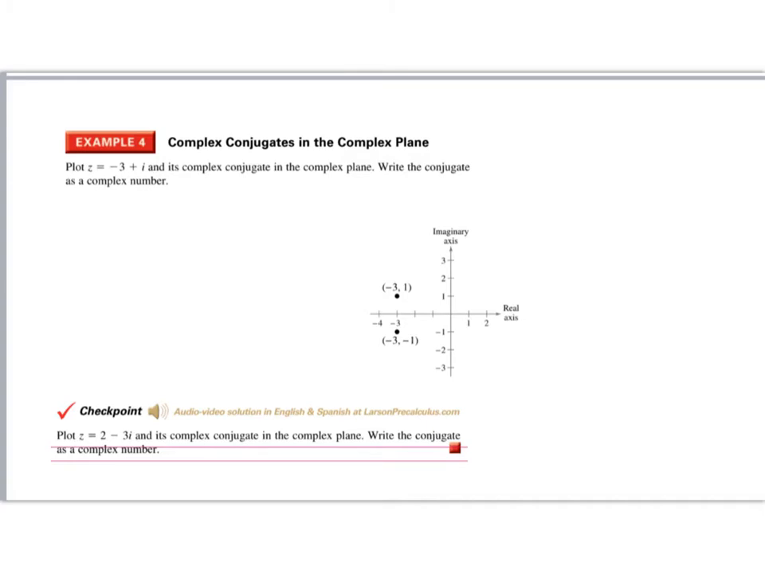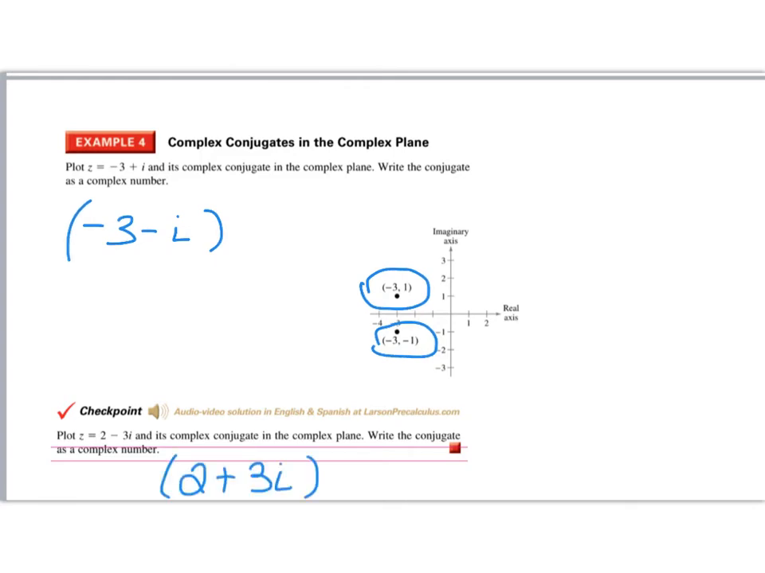Okay, so now it says plot -3 plus i and its complex conjugate in a complex plane. Write the conjugate as a complex number. If you remember when we were doing conjugates, all you do is take your negative. So you'll see here, this is our original and this is our conjugate. All you're doing is changing your i. So your conjugate would be here. Okay, go ahead and pause and pop back on when you're ready to see the answer. And the conjugate is 2 plus 3i.